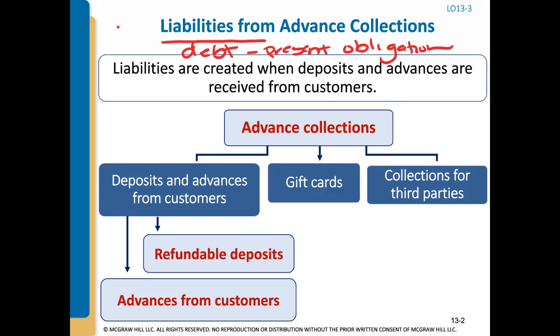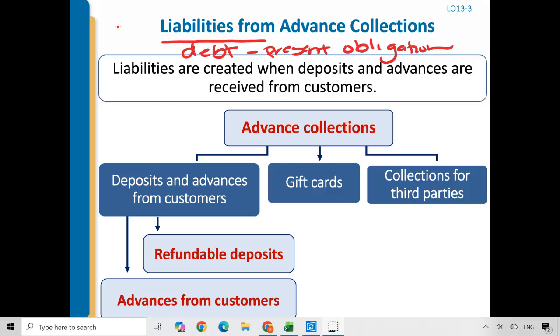In this video, we're going to talk specifically about liabilities from advanced collections, and these are liabilities that are created when a company receives cash and has not either earned the revenue or remitted the money back to whoever it's due to. The advanced collections fall into three buckets.